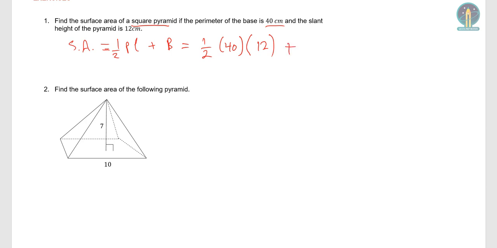plus the base area is one of the edges or sides of the base squared, right? So if the perimeter of the base is 40 and it's a square, each edge is 10, right? So 10 squared gives us the area of the base, right? So half times 40 times 12 plus 10 squared. And then if we evaluate this, we get 340 centimeters squared.